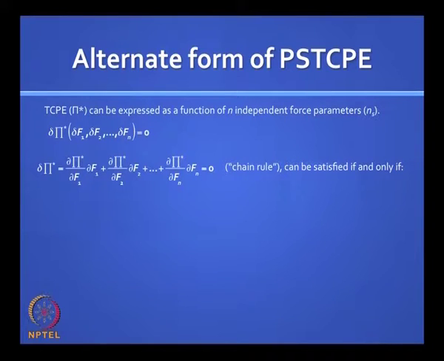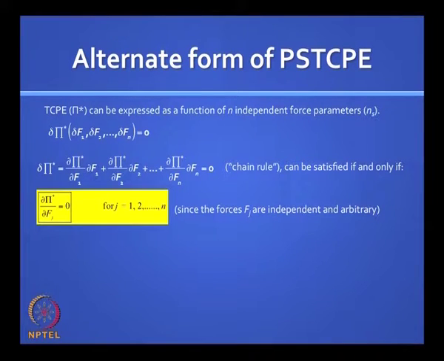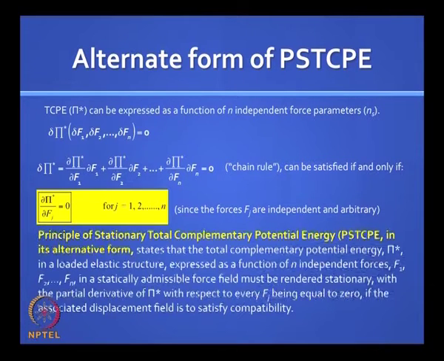An expression of compatibility, you can go through the same procedure and you can find the alternative form which reduces to dou pi star by dou fj equal to 0. Earlier it was dou pi by dou dj equal to 0, and that one equation, that is the first variation of pi star equal to 0, now multiplies into n number of equations depending on the number of independent forces that you get. Okay.